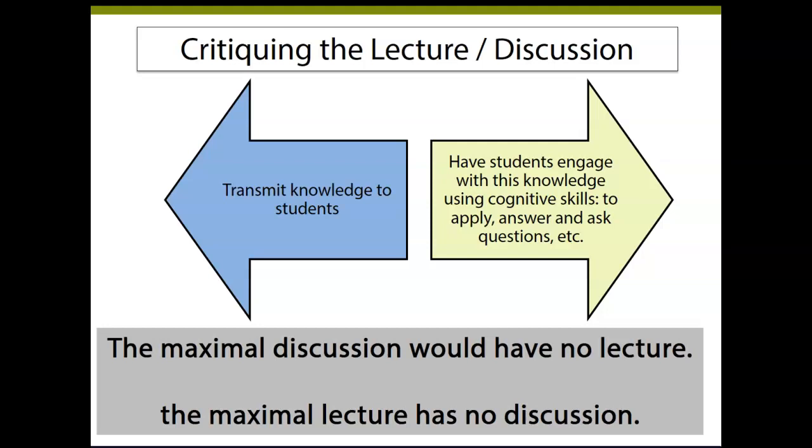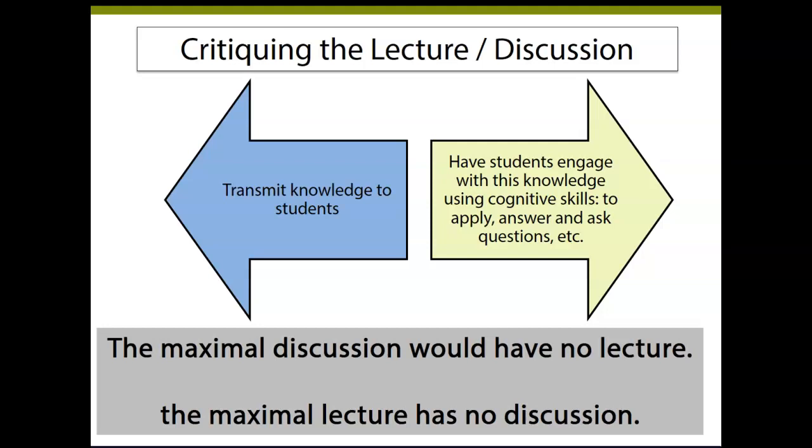A big problem with a lecture discussion is simply that there are two opposing goals. And I'm not suggesting that they both can't work together, but they are opposing goals, and they are, I think, actually working against each other. The maximal discussion would have no lecture. If you value the discussion, the student involvement part, then the best discussion would be all students discussing and no transmission of knowledge. But the maximal lecture has no discussion. If your goal is to transmit knowledge, then every time you stop to let students talk, you're moving away from that goal.